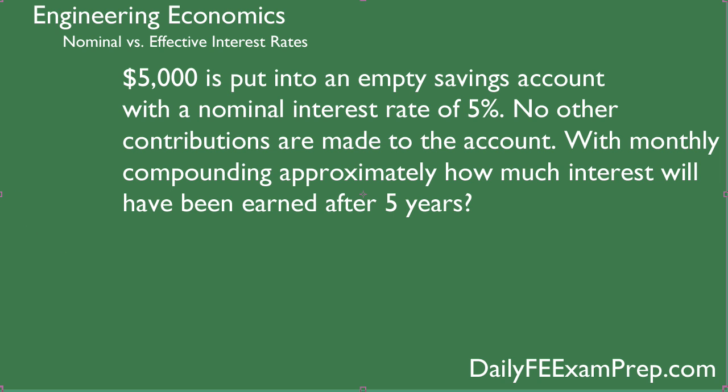So here is the question. $5,000 is put into an empty savings account with a nominal interest rate of 5%. No other contributions are made to the account. With monthly compounding, approximately how much interest will have been earned after 5 years? There's a couple things that I want you to notice here. The most important one is that we have a present value of $5,000 put into a savings account with no future contributions that will be made. That is very, very important because that is going to define the formula for which we calculate our future earnings.